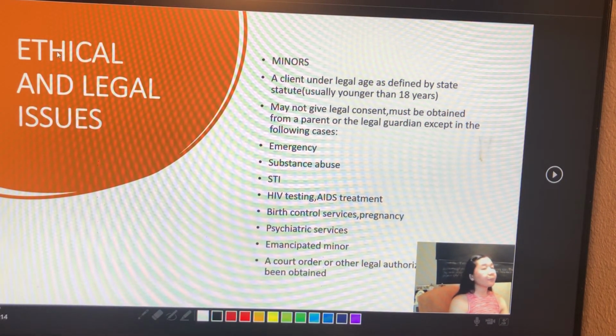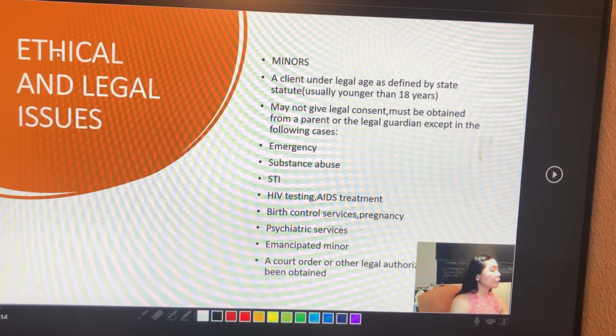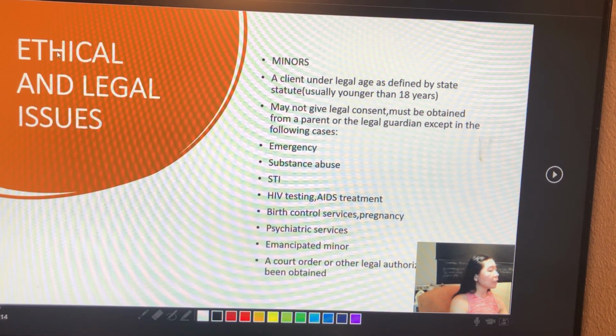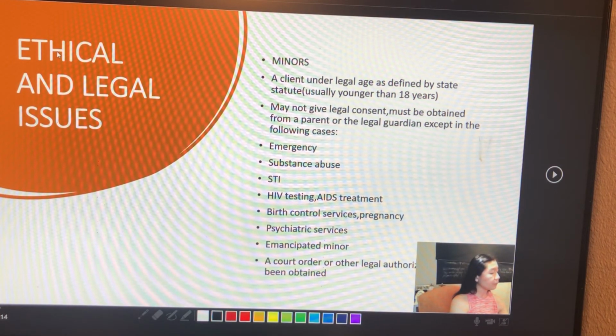Minor clients. A minor is a client under legal age as defined by state statute, usually younger than 18 years. They may not give legal consent, and consent must be obtained from a parent or the legal guardian. Agreement by the minor is important because it allows for communication of the minor's thoughts and feelings. Parental or guardian consent should be obtained before treatment is initiated for a minor, except in the following cases.